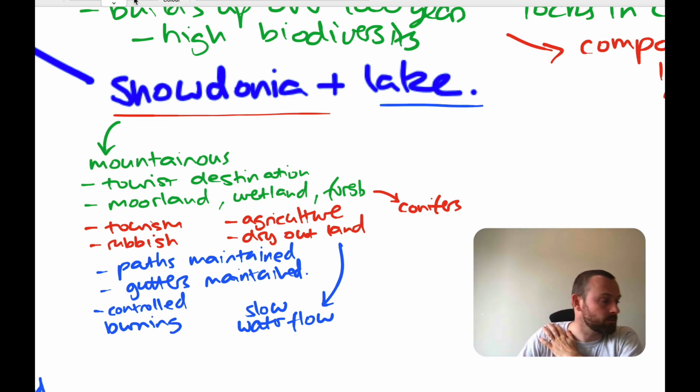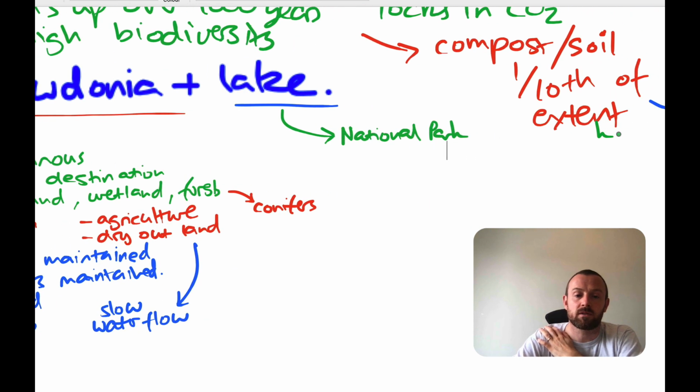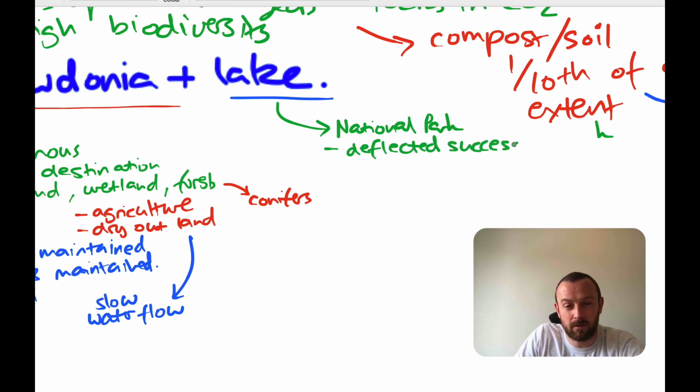The Lake District is a national park, as is Snowdonia, I think. So, Lake District National Park. And what's interesting about the Lake District is, in a sense, it's not a natural ecosystem. Stay with me here. It's beautiful, it's lovely, but if there were no humans in the Lake District, it wouldn't look like it does now. It is a place where there is deflected succession, which means that without grazing, basically, it would be a forest.